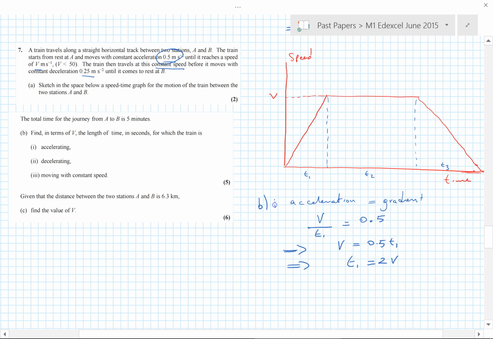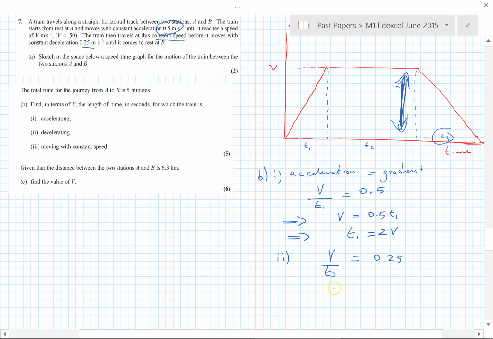For the second part, it's a gradient as well, but it's negative, so it's just this number divided by this number. So whatever that is, which is V, divided by this number. So we've got V over T3 equals 0.25.